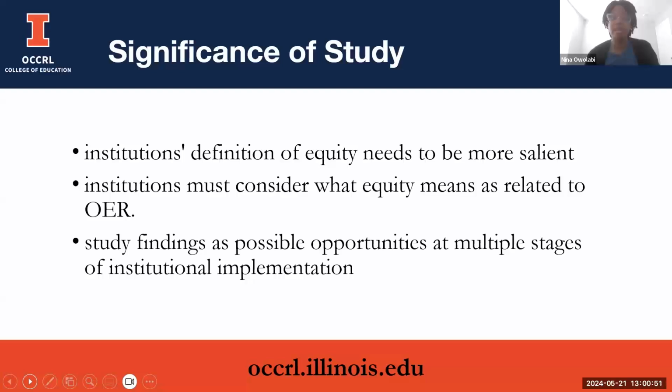And so, as we think about the significance of the study, one clear thing that really bubbled up for us was how differently every institution defined equity. And so we found that institutions need to be a bit more salient in what equity means, what they're talking about, which populations are really expected to be supported through these types of initiatives, through centering and utilizing OER. And I'll hand it over to Aidana to speak through the rest.